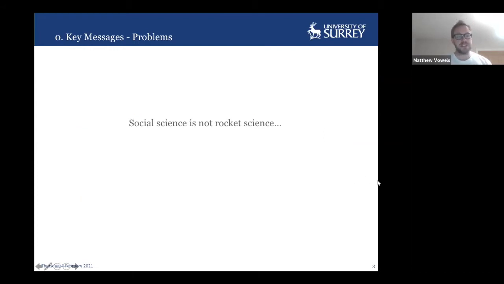And I'm going to start by saying this: social science is not rocket science, and I think I said this in the last workshop as well. The adage being that if something's not rocket science, then it's not very complicated. But actually, I think social science is much harder than rocket science. And that's one of the reasons why it's such a challenge, and it's so important for us to update our methodologies to adapt to the complexity of the phenomena that we're actually interested in.